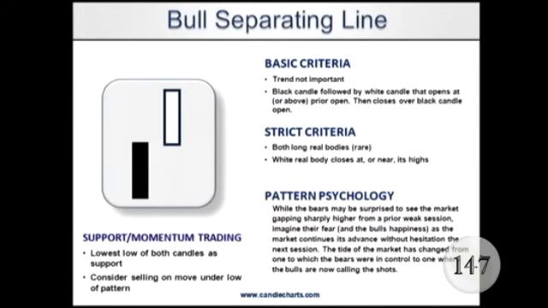So a bull separating line, just very quickly, the trend is not that important. The market has a black candle. The market opens at about the same openings. So here we have an opening here and an opening here, and then the lines are separating. You have a black candle and a white candle. They're going in completely opposite ways. And the strict criteria is that both candles are relatively long, which is rare, but the white candle is important.